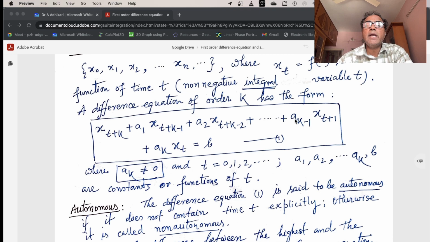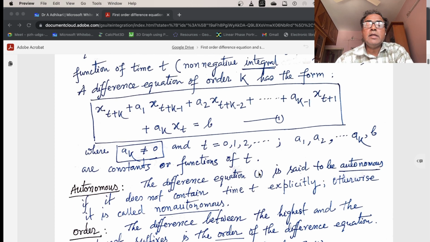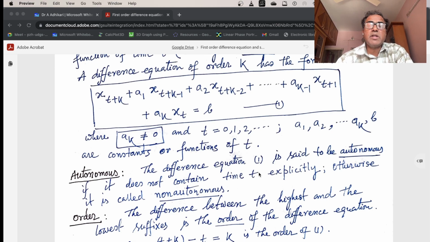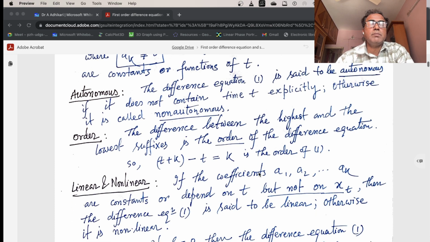Here a1, a2, ak minus 1, ak and b are all constants, and note that the constant ak must not be equal to 0. And t runs from 0, 1, 2, to infinity. And a1, a2, ak are constants or functions of t. Now, this difference equation 1 is said to be an autonomous difference equation if it does not contain the time t explicitly. Otherwise, it is called a non-autonomous difference equation.